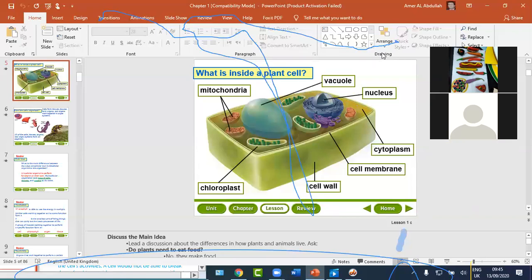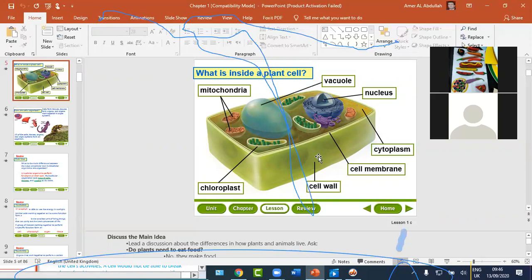Now, what's inside a plant cell? This is our title for this lesson. We talk about mitochondria, vacuole, nucleus, cytoplasm, cell membrane, cell wall, and chloroplast. Cytoplasm contains a gel-like liquid. When you put gel on your hair, it's like the cytoplasm. And the nucleus is large.